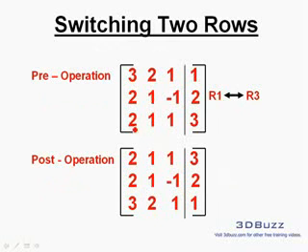Right, so here row 3 was 2, 1, 1, 3. Now that's row 1: 2, 1, 1, 3. And row 1, which was originally 3, 2, 1, 1, becomes row 3: 3, 2, 1, 1. And this is primarily an organizational method.